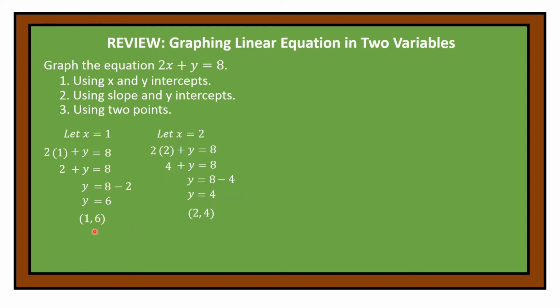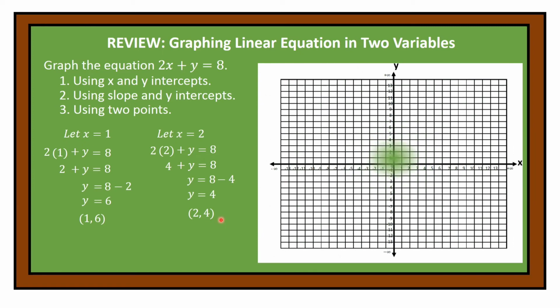So, since meron ng dalawang points, pwede na natin itong i-graph. Okay? So, para sa ating first point, which is 1, 6. So, 1 sa x-axis at 6 sa y-axis. So, ito yung ating first point. Next, 2, 4. So, 2 sa x-axis at 4 sa y-axis. So, ito yung second point. Since meron ng 2 points, connect using a straight line. So, ito yung ating graph.